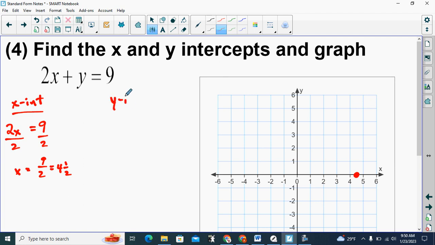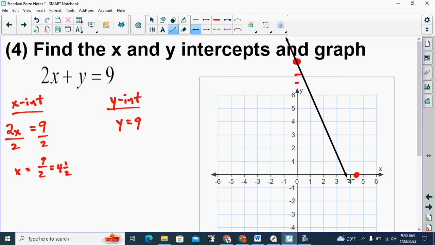Let's find our y-intercept. For the y-intercept, we put in 0 for x. If I put in 0 for x, it just says positive y equals 9. There's our y-intercept. 2, 3, 4, 5. I don't know why I'm counting, it says what they are. 7, 8, 9. And once I have 2 points, that should be enough to draw a graph.